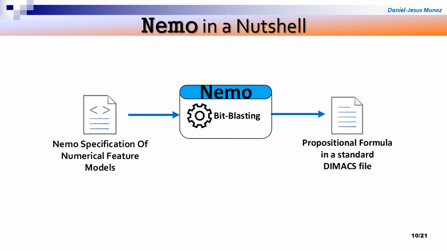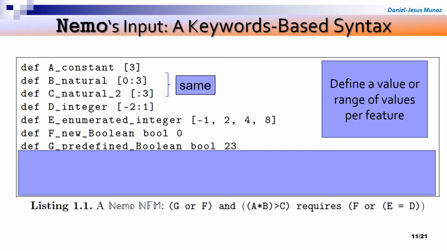Don't worry. Now I present you the tool in a nutshell. Nemo is a tool that performs bit blasting of a numerical feature model specified in a Nemo syntax, and the output is a propositional formula in a standard DIMACS file, which I will give details on in the next slides. Here I present an example and also a summary of Nemo's input syntax.